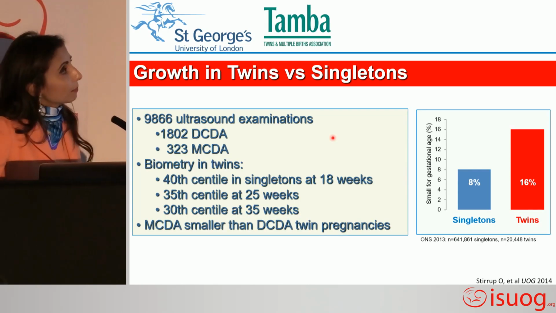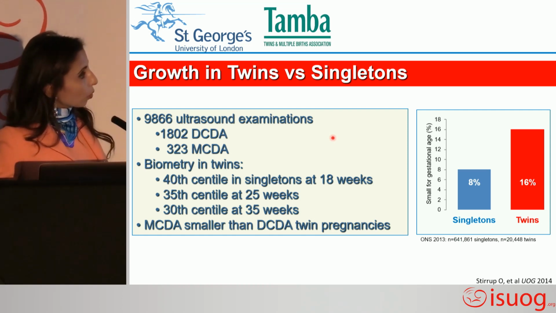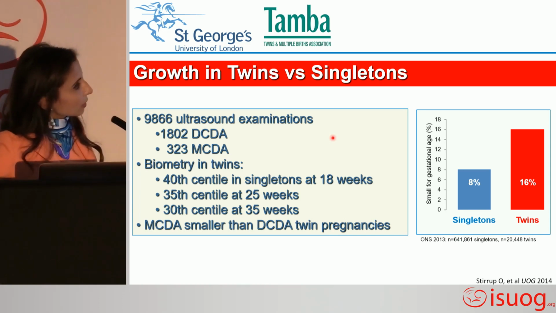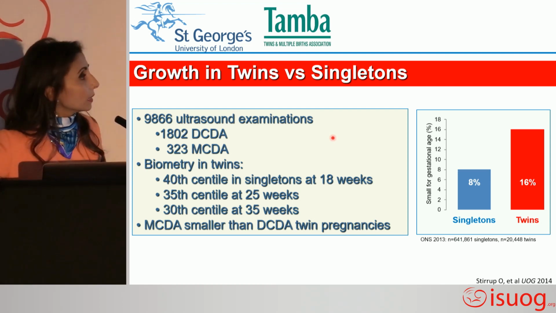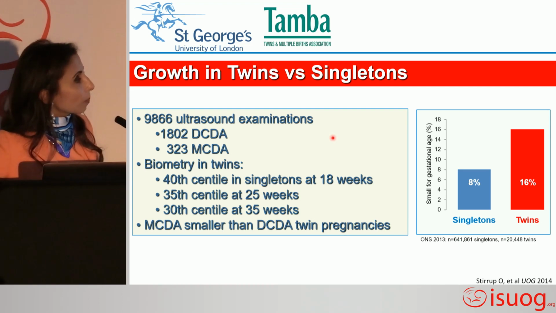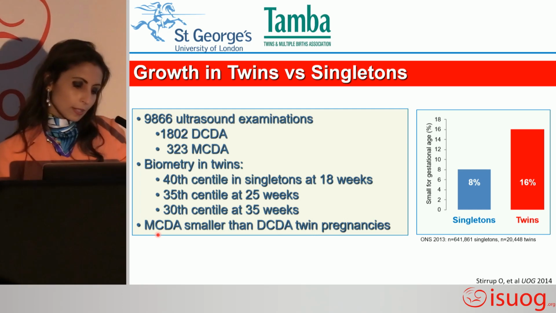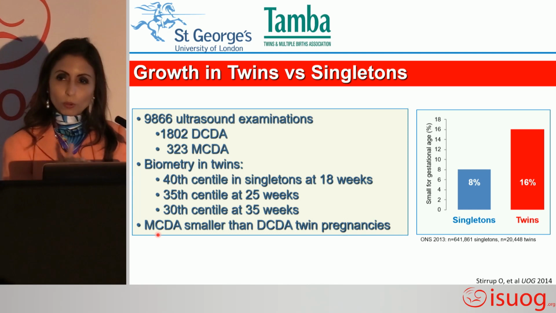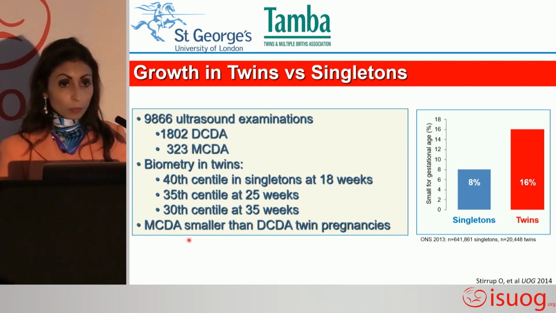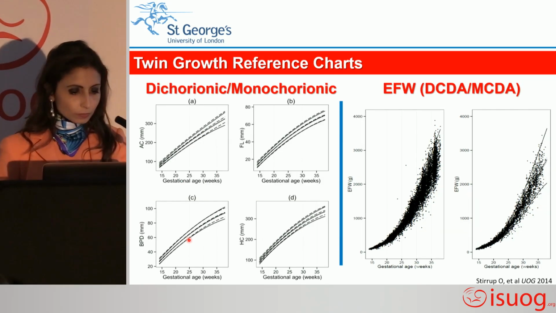But if you compare the biometry in twins versus singletons, and we did that using a large cohort of almost 10,000 ultrasound examinations and about 2,000 sets of twin pregnancies, you see that the biometry in twins corresponds to the 40th centile in singletons at 18 weeks. That drops to the 35th centile at 25 weeks, and then to the 30th centile at 35 weeks. Again, that corresponds to what you know: twins tend to be smaller than singletons. But we also found that monochorionic twins tend to be smaller than dichorionic twins.